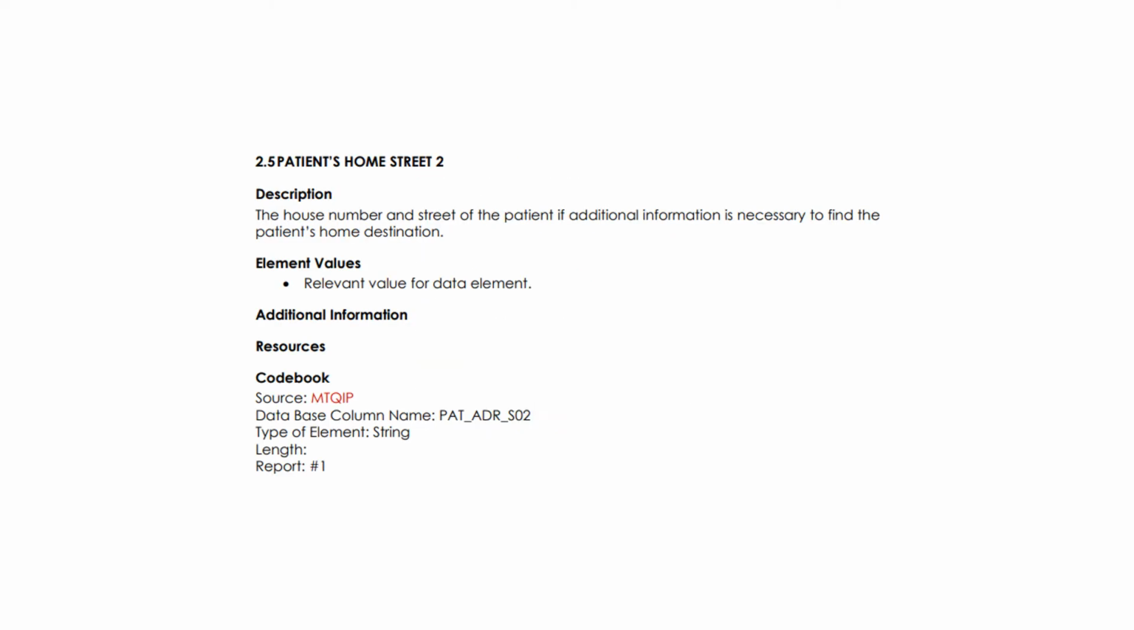Patient's home street 2 is often not applicable, but can be used if additional information such as an apartment number is present.